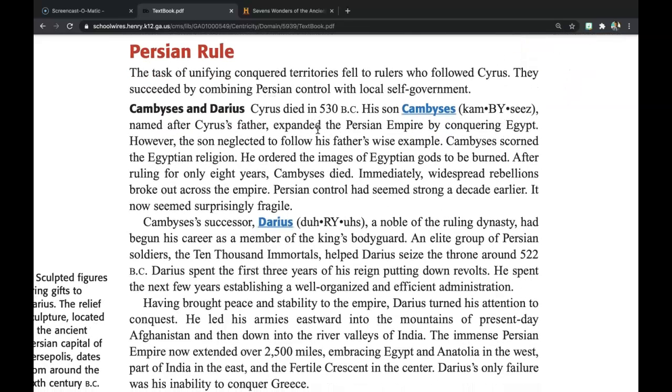The next section, Persian Rule. The lack of unifying conquered territories failed the rulers who followed Cyrus. They succeeded by combining Persian control with local self-government.